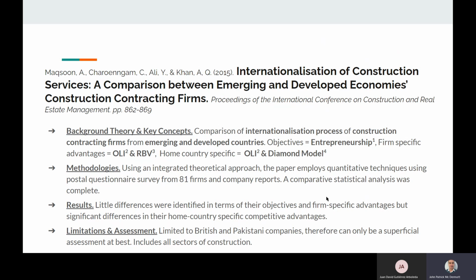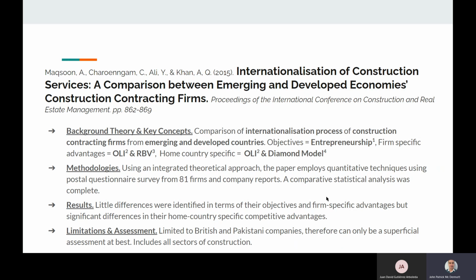Obviously, they have split it between objectives, where they've used the entrepreneurship model as their basis, firm-specific advantages, where they've used the eclectic model or the OLI model, and the resource-based view model. The home country-specific advantages included the OLI, again, the eclectic model, and the diamond model.